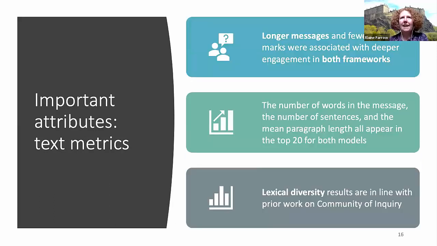So starting with text metrics, we found that longer messages and fewer question marks were associated with deeper engagement for both frameworks. And this is in line with prior work. The number of words in the message, the number of sentences, and the mean paragraph length for each message all appeared in the top 20 most discriminative attributes for both of the models. The lexical diversity results are a little more complicated. The details are in the paper, but these results are in line with prior work on community of inquiry.